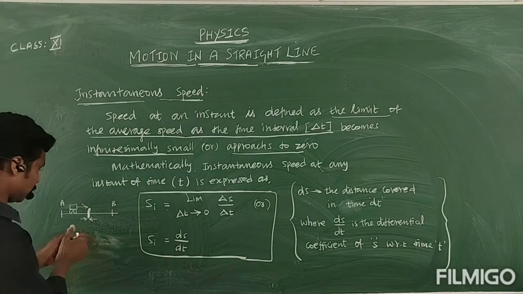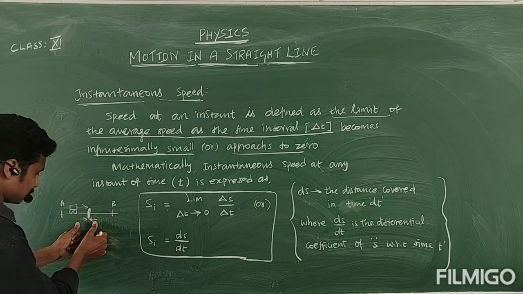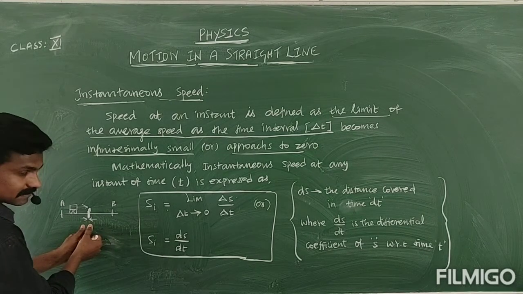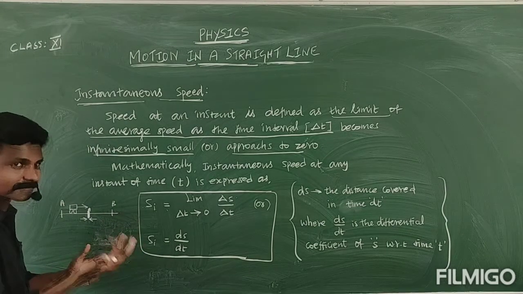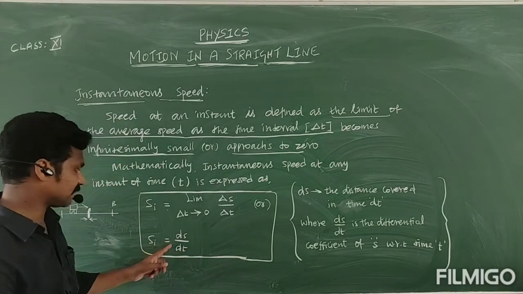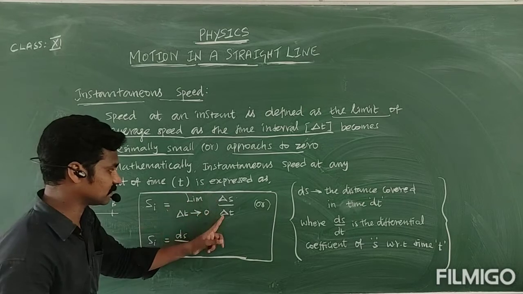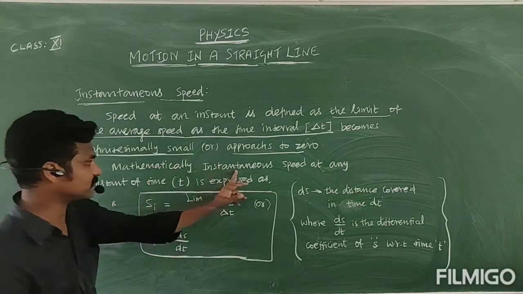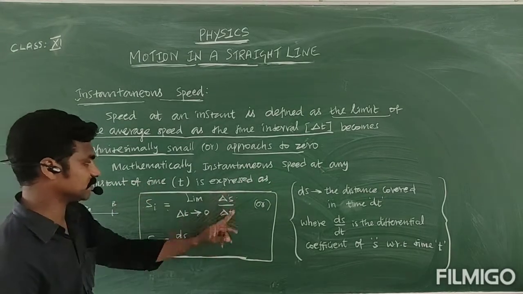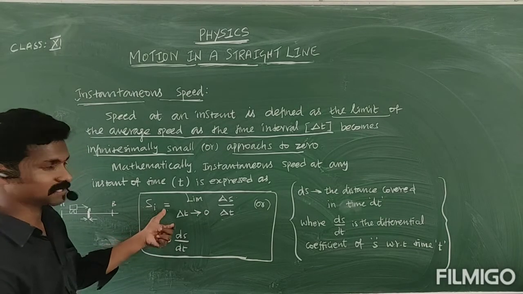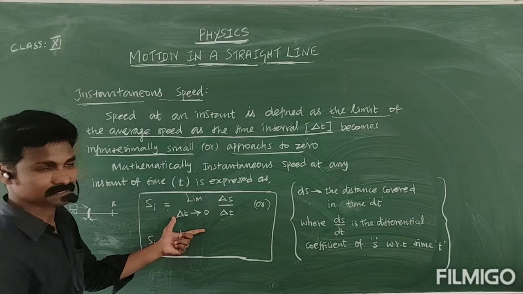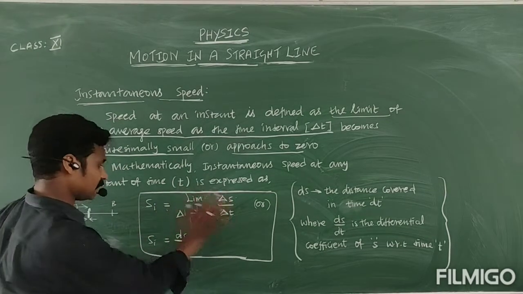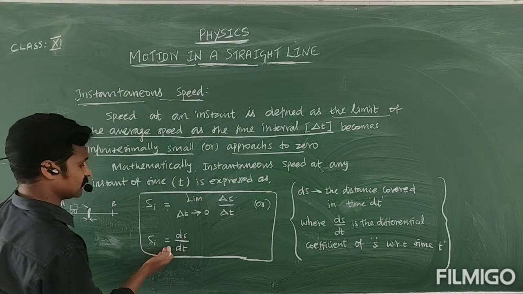In 1 minute this much distance is covered, in half a minute this much, in 10 seconds this much. In 1 second it is a very small distance, and in 0.1 second, that is instantaneous. So instantaneous speed is the change in position with respect to time. Mathematically, SI equals delta S divided by delta t, with delta t approaching 0. Simply, you can write instantaneous speed equals ds divided by dt.